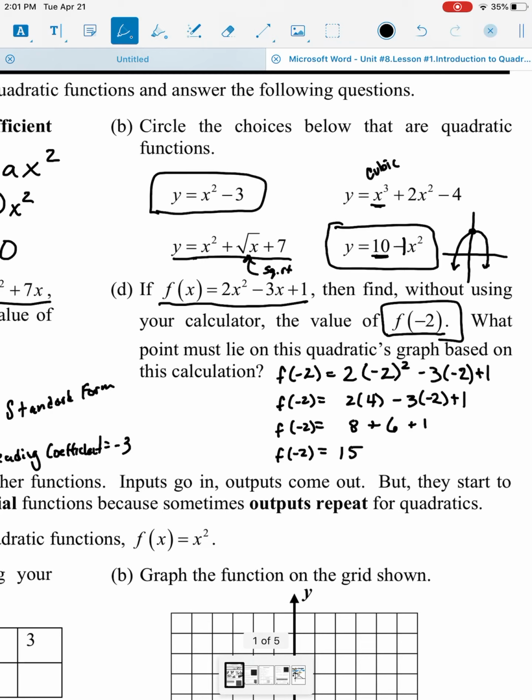Alright. So in that case, we know that a point on this graph, or a point of this function, is the point -2, 15. We could actually find multiple points of these functions, graph them on the coordinate plane without a calculator, and then connect them with a curved line, and we create a parabola.